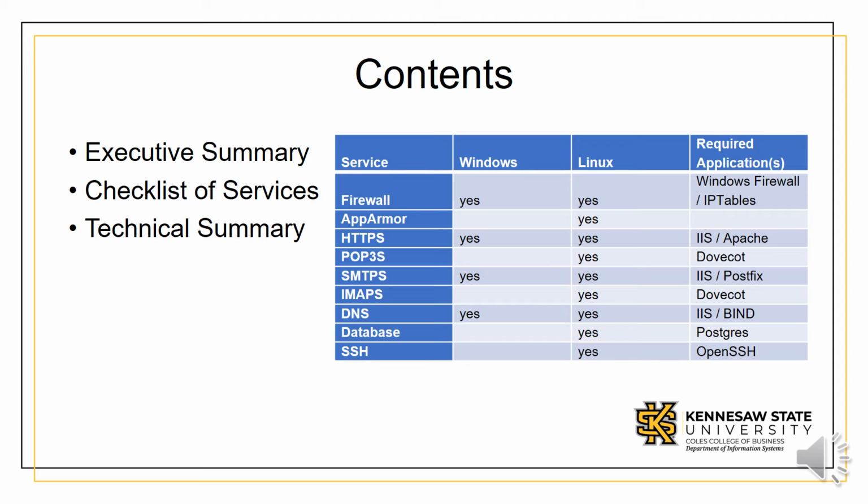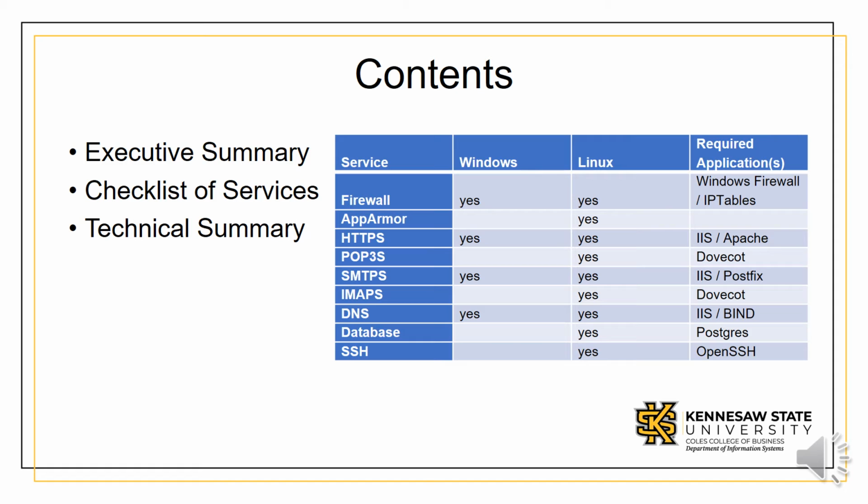Checklist of services. For the checklist of services, we used a diagram that we could list the services along with the applications and state whether the services and applications were installed and properly running. To the right is a picture of the services checklist. For the Windows server, we configured the firewall service through the Windows Firewall GUI, and then configured HTTPS, SMTPS, and DNS all in the IIS GUI.